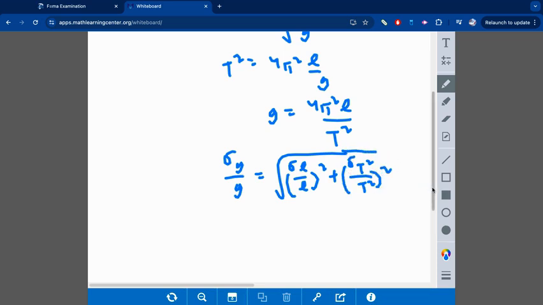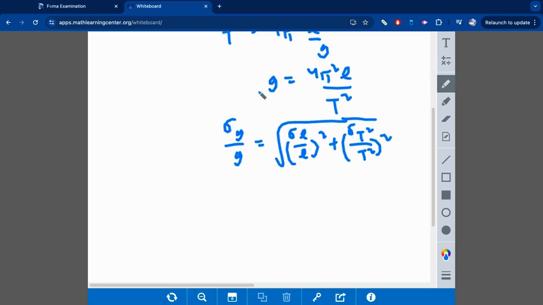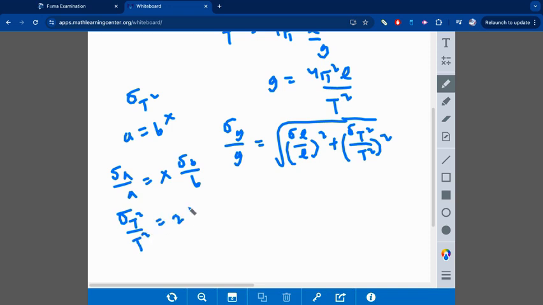And so now the issue is that although we have all these quantities, we don't know what the uncertainty of t squared is. So whenever we have a equals b to the x, the uncertainty of a over a equals x times the uncertainty of b over b. So in this case, the uncertainty of t squared over t squared equals 2 times the uncertainty of t over t. So the uncertainty of t squared equals 2 times the uncertainty of t times t.